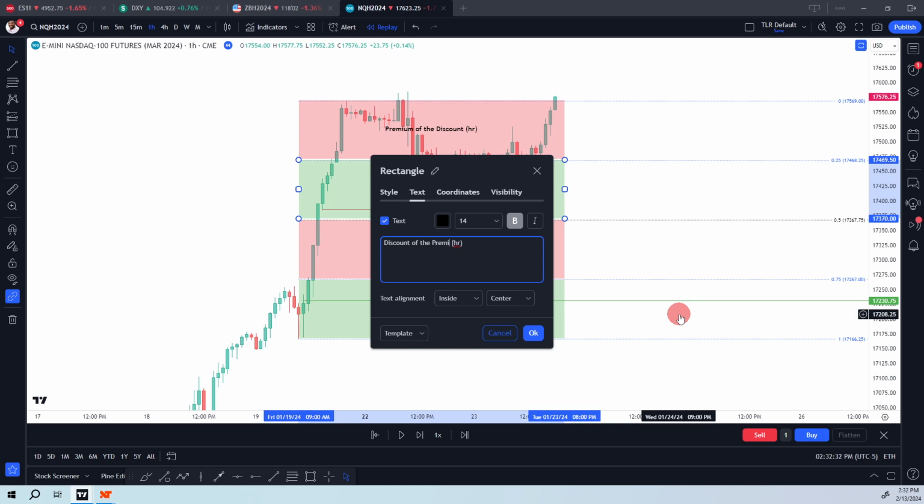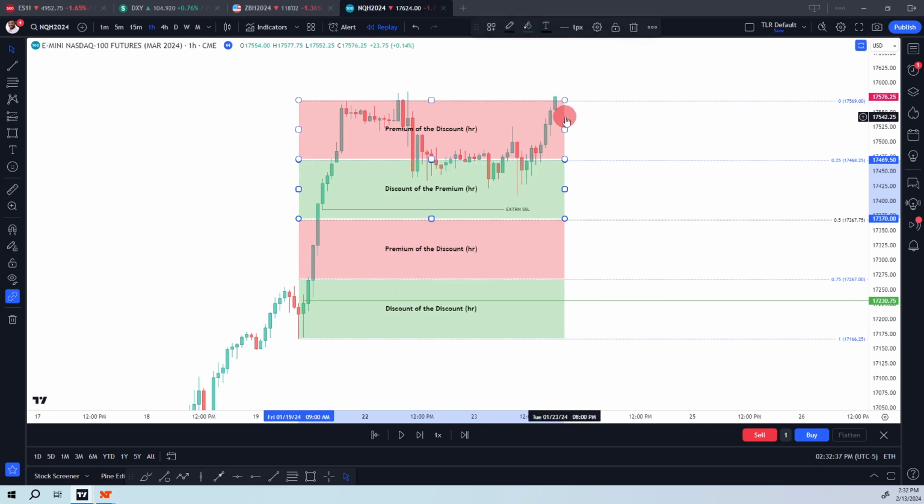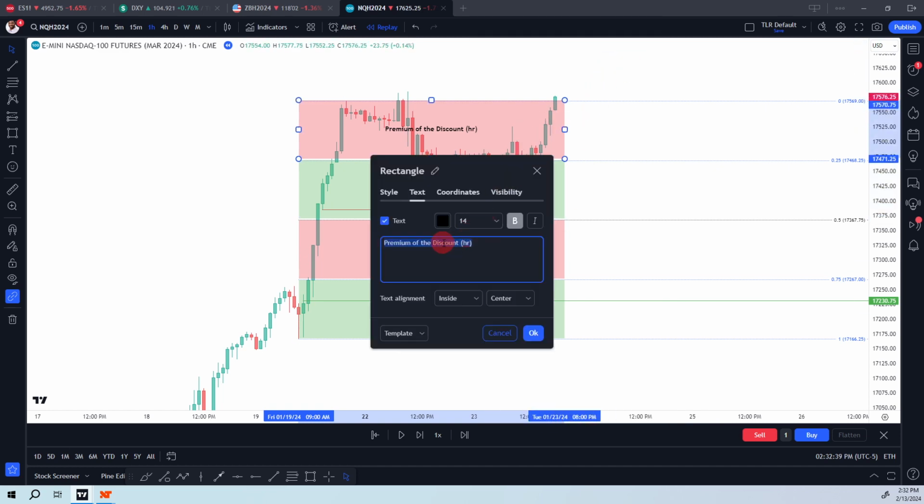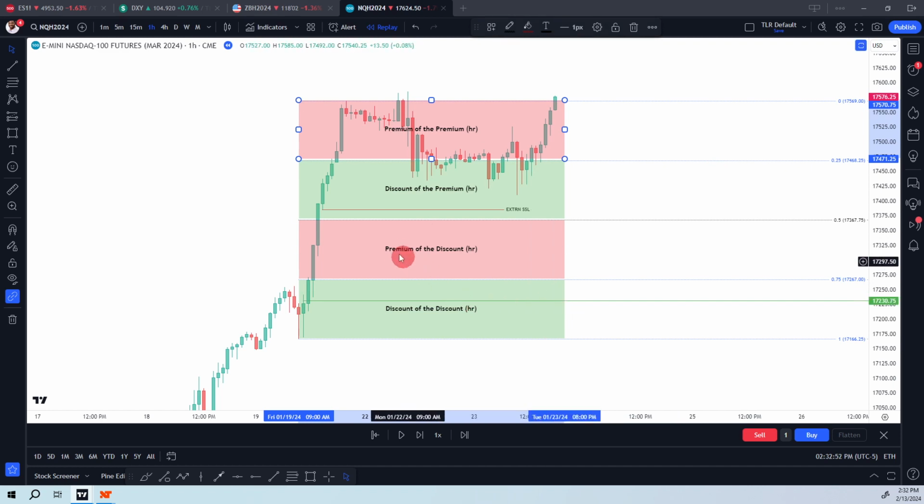So the sell side is the pink and green up top, and the buy side is the pink and green on the bottom, or reverse? The pink and green is the discount and the premium. Okay, so this is the full dealing range, right? Right here in the middle is equilibrium. But I'm talking about the top two, the green and red one up top.